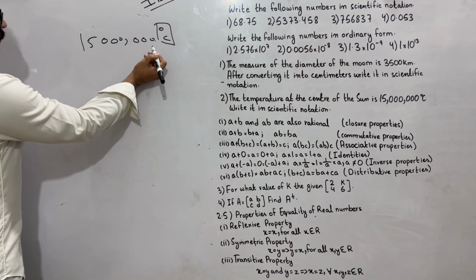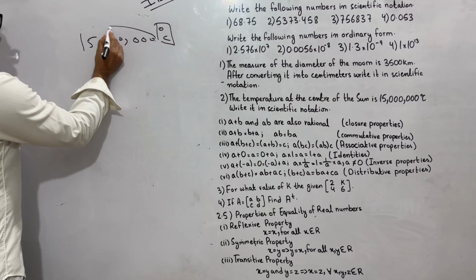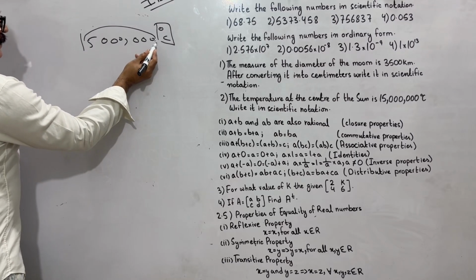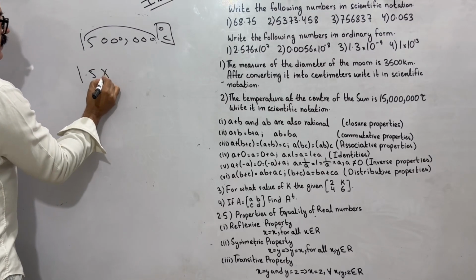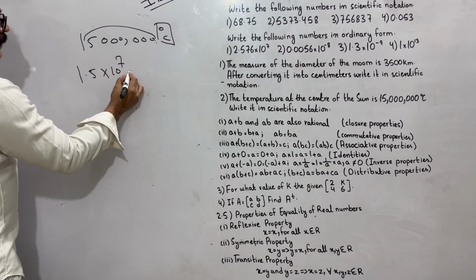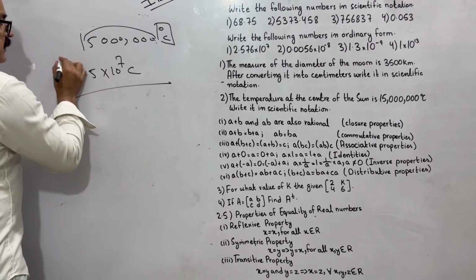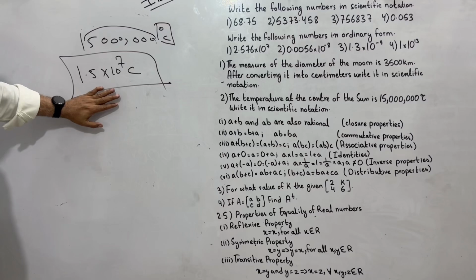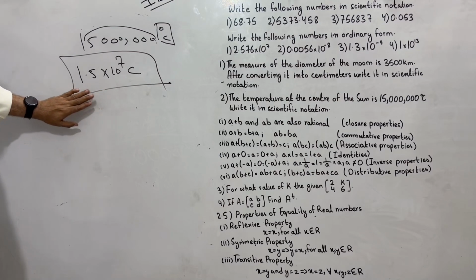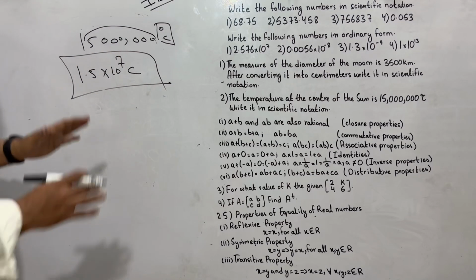How many digits does the point have to travel? 6 zeros and 5, 1, 2, 3, 4, 5, 6, 7. It means 1.5 into 10 raised 7 degrees Celsius. That is the temperature near the sun in scientific notation: 1.5 into 10 raised 7.